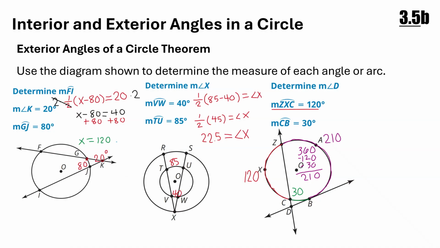Next, by the exterior angle of a circle theorem, 1/2 of 210 minus 30 equals angle D. Next, subtract 30 from 210 to get 1/2 of 180 equals angle D. Then multiply 180 by 1/2 or divide by 2 to get 90 degrees equals angle D.